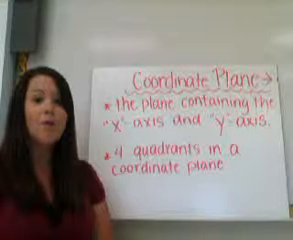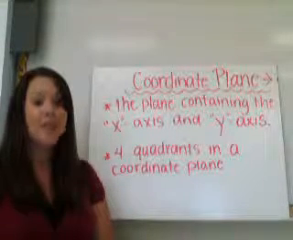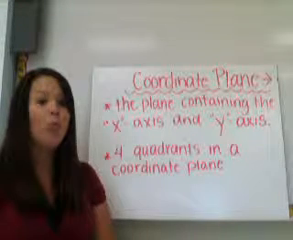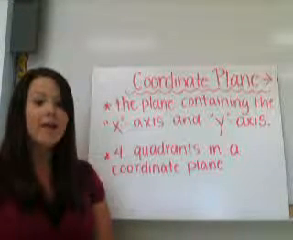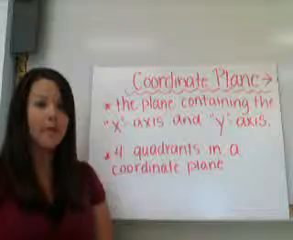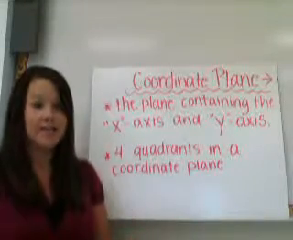Today we're going to be talking about the coordinate plane. That is the plane that contains the x-axis and the y-axis. Each coordinate plane contains 4 quadrants, which are 4 different sections.